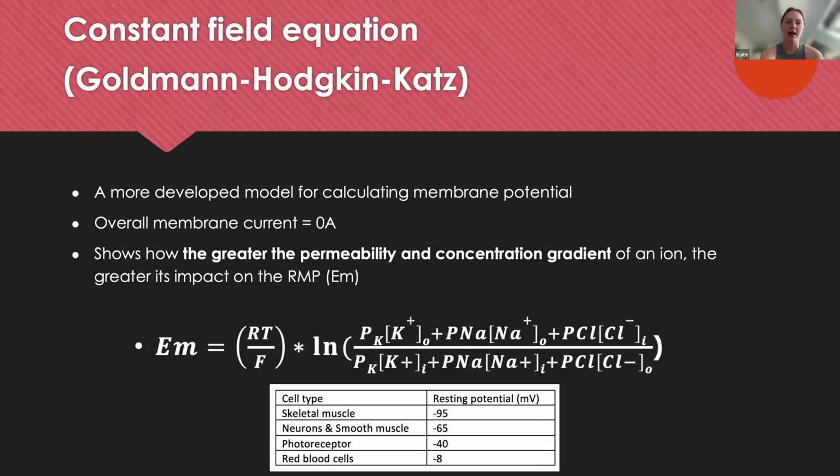And it shows us that the greater the permeability and concentration gradient of an ion, so for example, potassium with a high concentration gradient and a good permeability, the greater its impact on resting membrane potential. Then at the bottom, I've just included a table of some of the different resting membrane potentials of different types of cells. So most of the time here, we're going to be talking about neurons. So that's why I've said -70, similar to -65. But other cells have different resting membrane potentials, and that's established by different ions and different permeability of the different membranes.